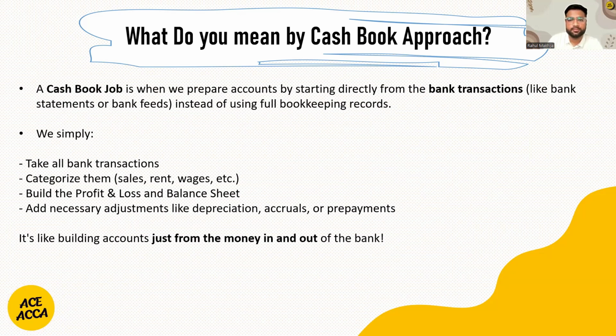Say you have paid for something in advance, or you have deferred income, meaning you got income in advance. You would be allocating those transactions over the period because we use the accrual basis of accounting, although we are using the cash book approach. So in short, it is building accounts just from the money in and out of the bank, and then posting necessary adjustments. Okay, so now let's get ahead.